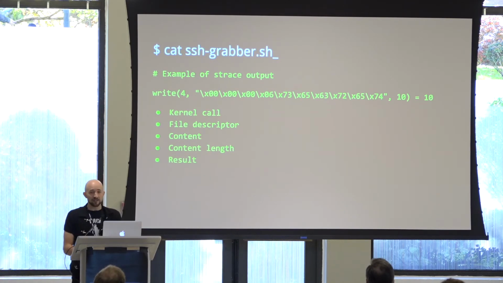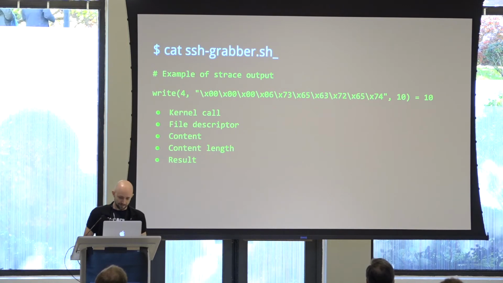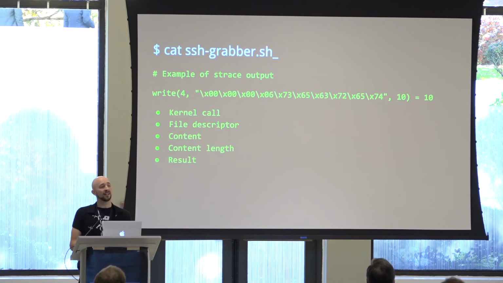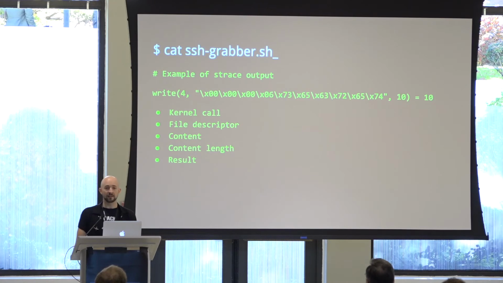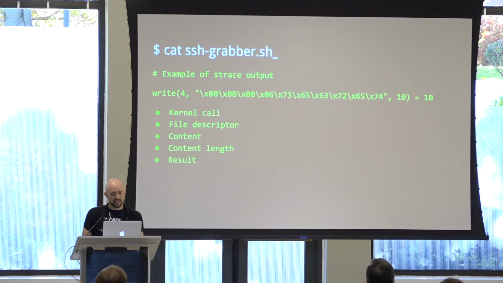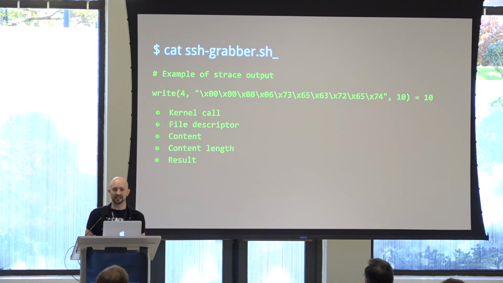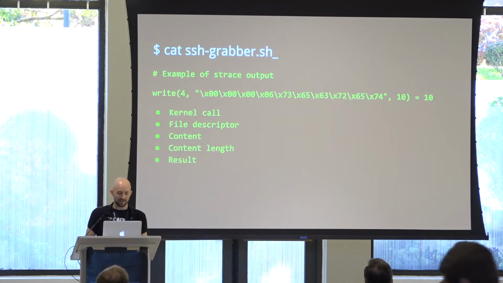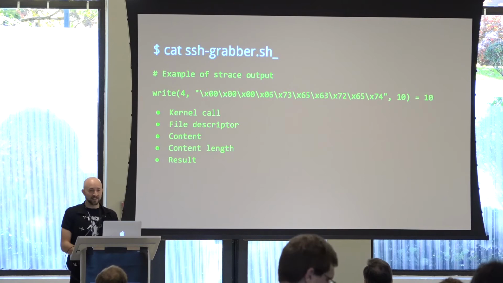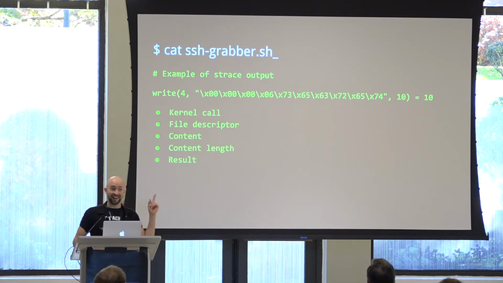What we have in quotes after that is the actual content of the call, which you can see is all in hexadecimal. After that, the number you see at the end is the length of the content. And then the final thing after the equal sign is the result, which ends up being the same, the length of the content. Now, anybody familiar enough with hexadecimal to tell me what that actually says?